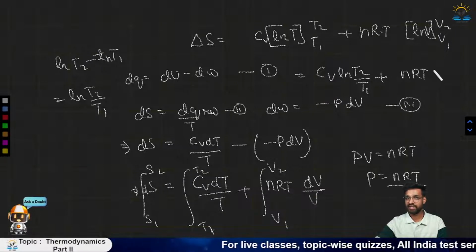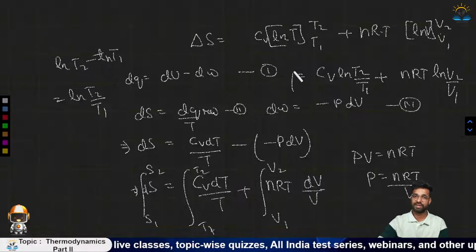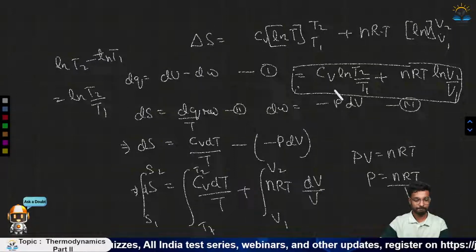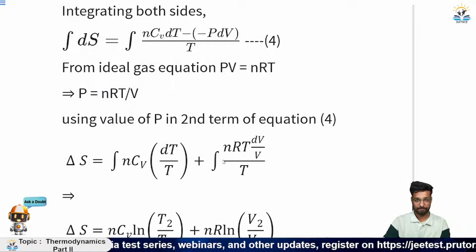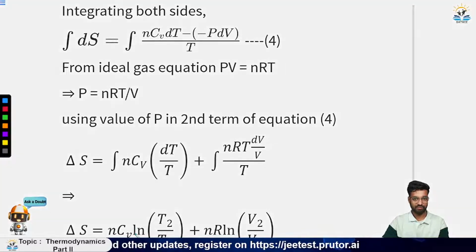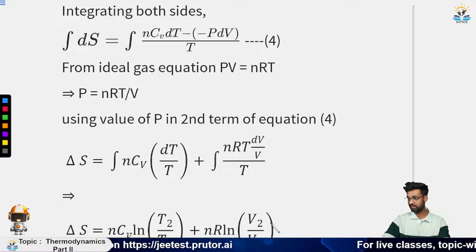So it will be nRT ln V2 by V1. So this is the final formula we got. The same thing is written here. It is for n moles. So we can write that for n moles, we can write nCV ln T2 by T1 plus nR ln V2 by V1.